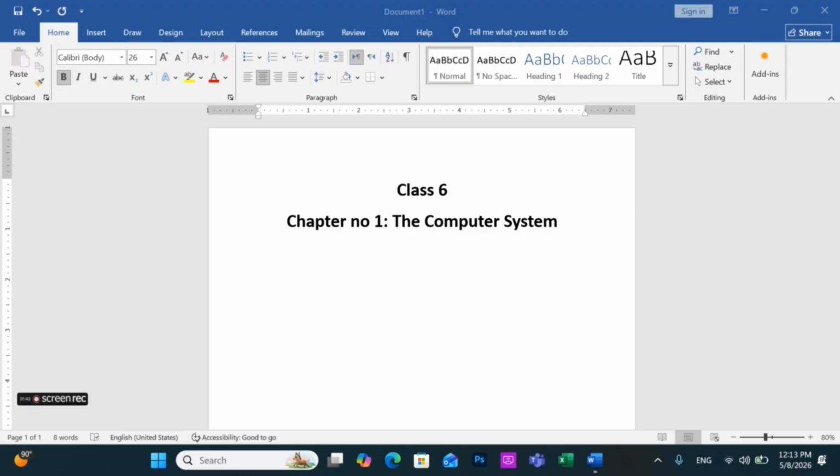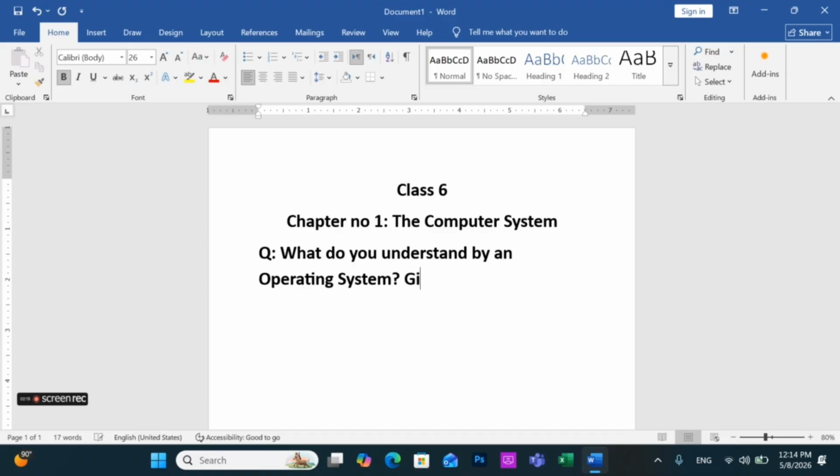So there is a question: what do you understand by an operating system? Give two examples. Okay, so this is your question. You have to write this question on your notebooks.